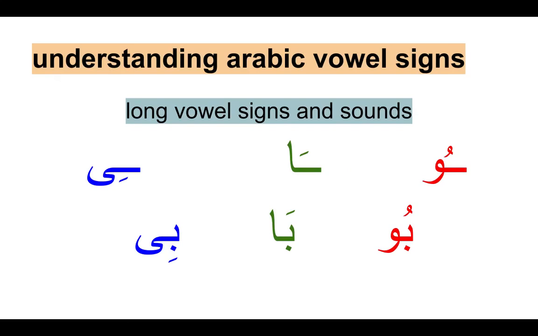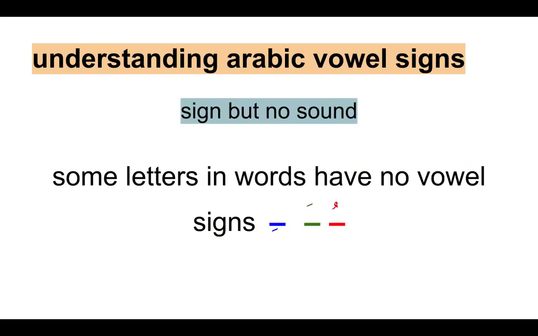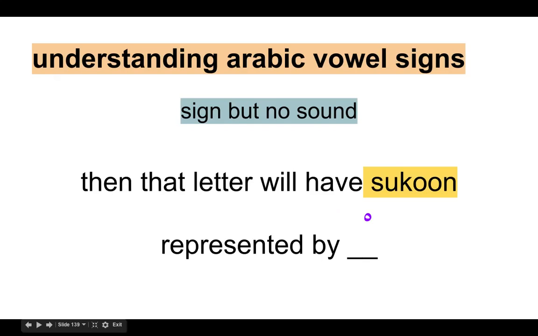However, there are certain letters in the words which will have no vowel signs at all. Neither will there be Dhamma, nor Fatha, nor Kasra. So what do we have then? In those situations, that letter will have what is called a sukoon. It's called a sukoon, and it is represented by a circle in the Arabic Mus'haf. So this circle means there is no sound at all.